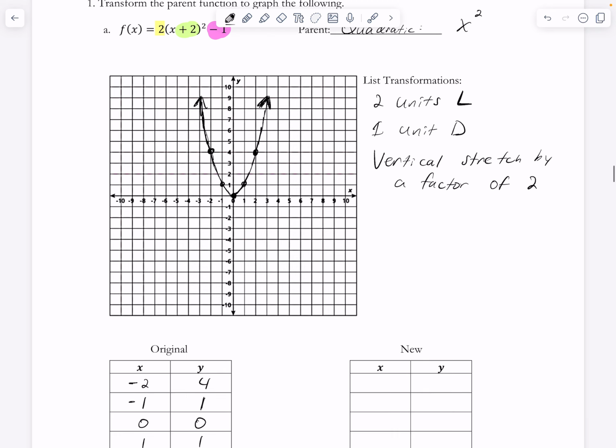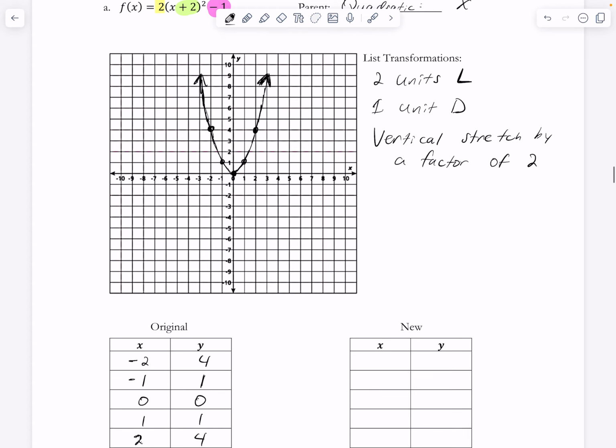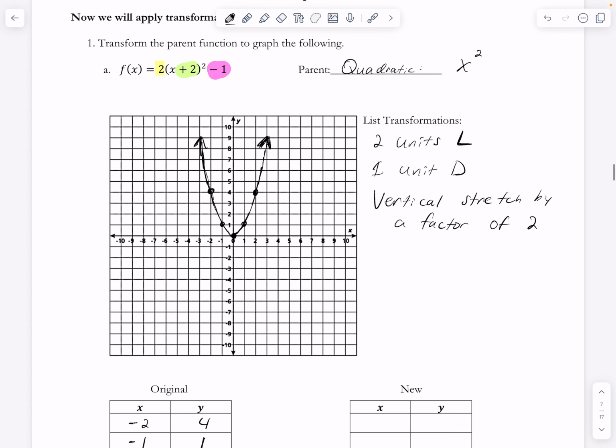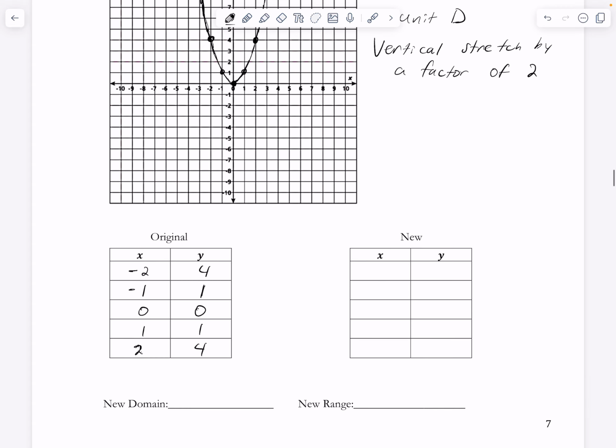In terms of the new points I'm going to use, because of this movement horizontally, I'm going to take each of these x values and move them 2 units to the left, essentially subtracting 2 from all those x values. So instead of -2, that's a -4. Instead of -1, it's a -3. I think you get the idea, just moving them 2 units to the left.